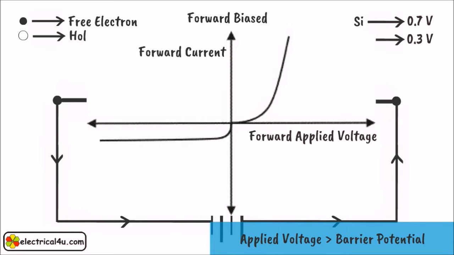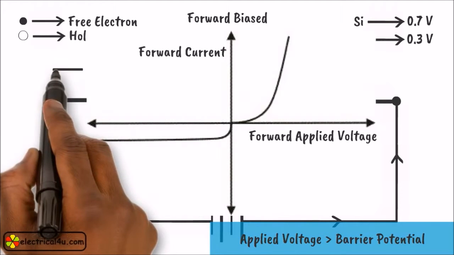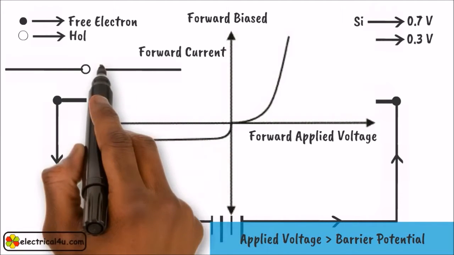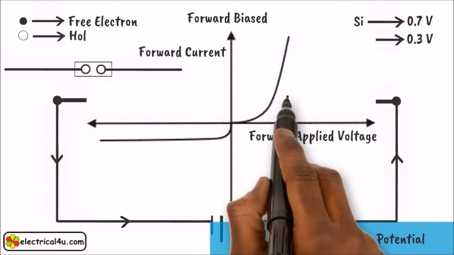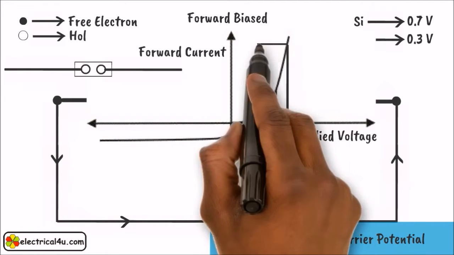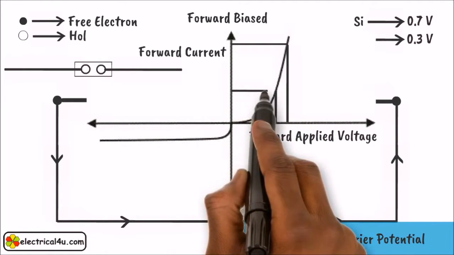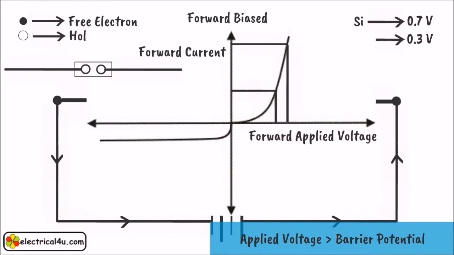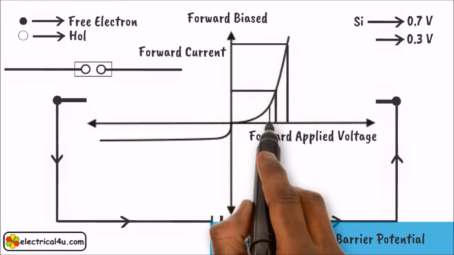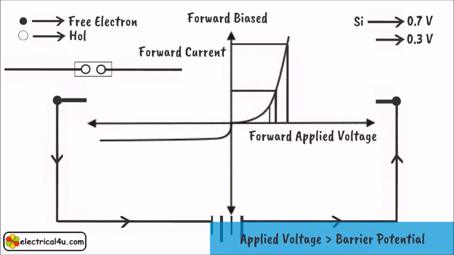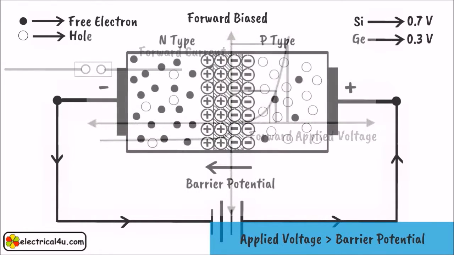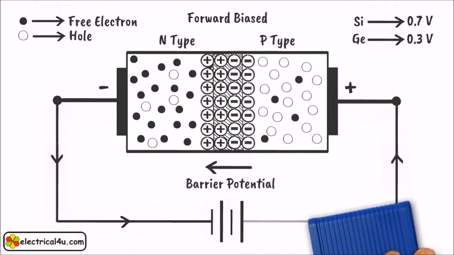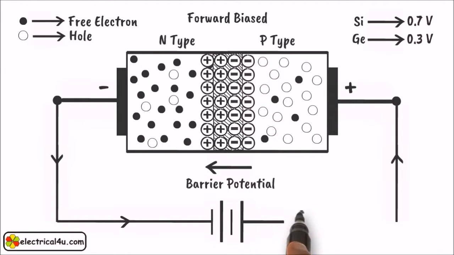If we apply more forward voltage than the forward biased voltage, the diode behaves as a closed switch. Now it gives rise to an uncontrolled forward current through the diode. There is no more voltage drop across the diode beyond this forward biased voltage. We can only limit the current by connecting an external resistance in series with the diode.